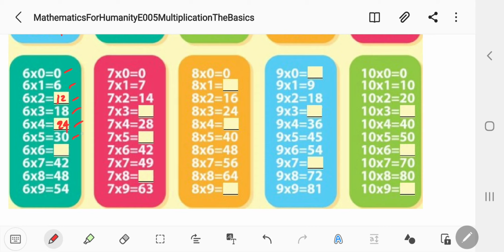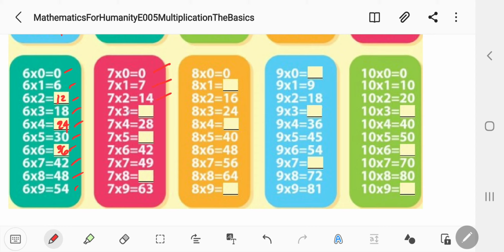And then 6 times 5 would be 30. 6 times 6 would be 36. Then 6 times 7 would be 42. And then 6 times 8 would be 48. And 6 times 9 equals 54. And then 7 times 0 would be 0. And then 7 times 1 would be 7.